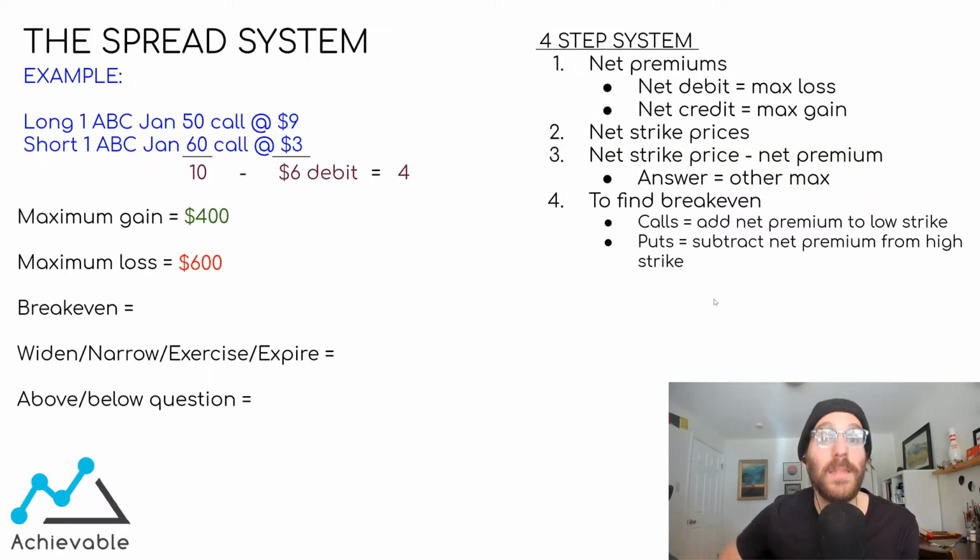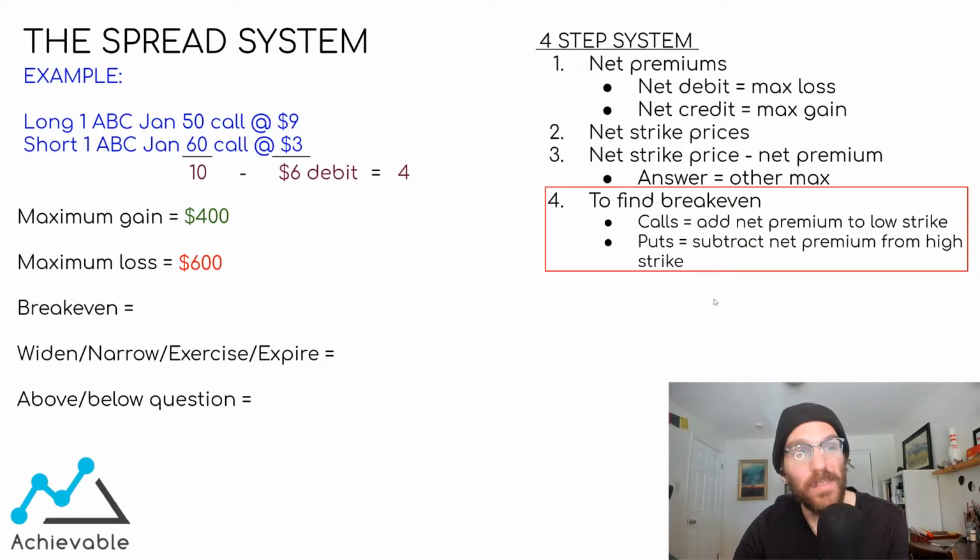Perfect. Now the last step, which is break even. We have to be aware of what type of spread we're dealing with, because depending on whether it's a call spread or a put spread, we're going to approach this differently. Now this is a call spread. So here's what we're going to do. We're going to go back to our original net premium of 6, the very first thing that we found out here. And then we take that and add that to the low strike price.